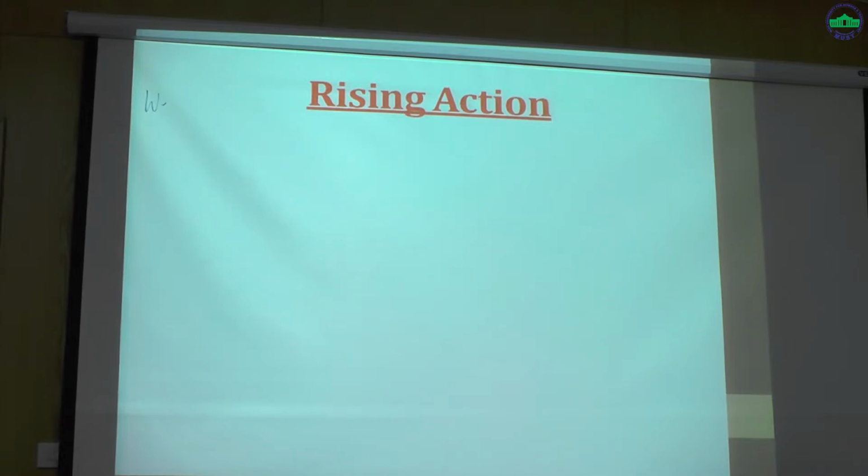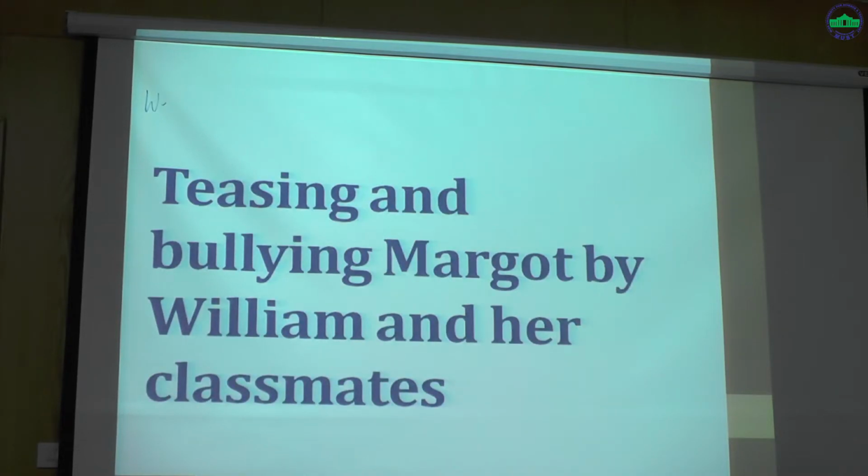Rising action. Teasing and pulling Margot by William. What do we mean by pulling? Attacking her physically. And her classmates take his side.